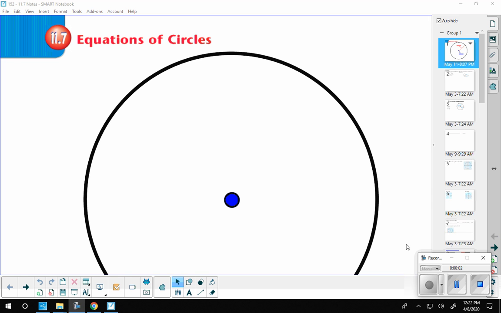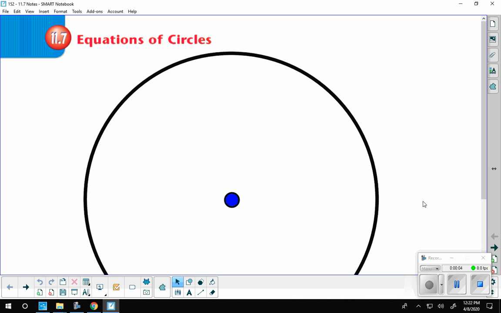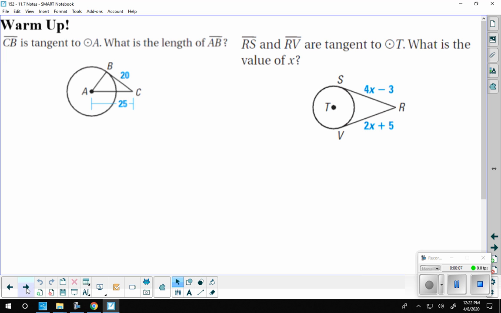All right, section 11.7, we're going to look at equations of circles. So this is what a circle looks like. We're just going to do only two warm-up problems real quick. So this is going back to the beginning of chapter 10.